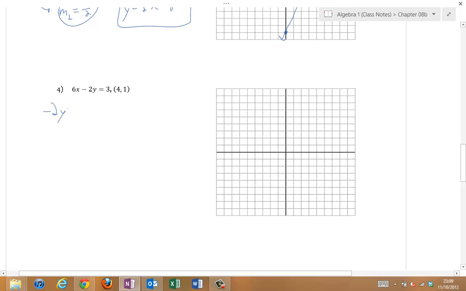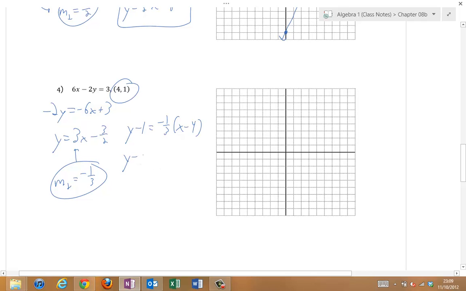Solve for y. Divide by -2. Please tell me you put -3/2. Not that it matters because we're going to take this 3. I'm going to say the perpendicular slope is going to be -1/3. I'm going to take the point. y minus 1 is equal to -1/3 (x minus 4).